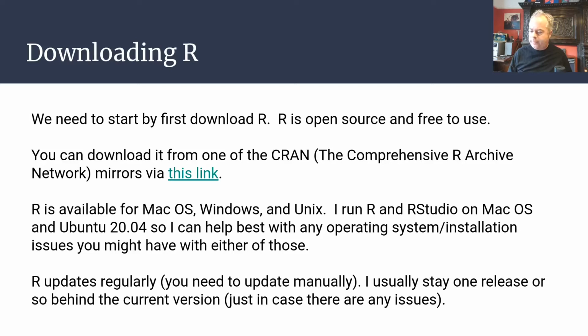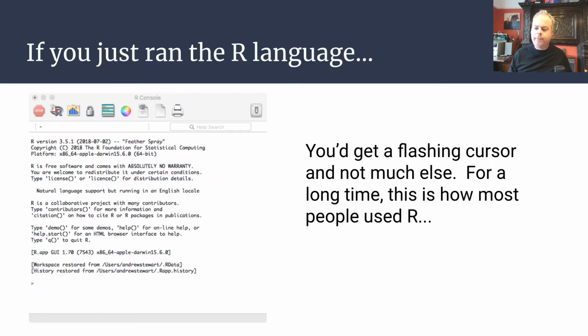So I can help best with any operating system or installation issues you might have with either of those two platforms. R updates regularly. You need to actually check to see whether or not it's updated, and then you need to do the update manually. I tend to stay maybe one release or so behind the current version of R, just in case there are any bugs or issues. I might check just once every 3 or 4 months whether I should be updating things.